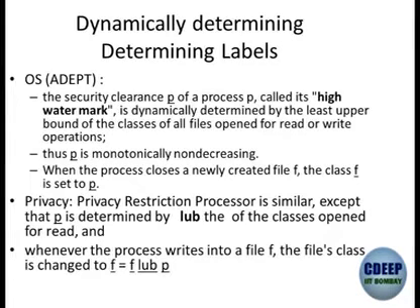So now what is the notion of privacy here? A privacy restriction processor is similar, except that the level of P is determined by the lub of all the classes opened for read only. That means all the data that is going to be read by others has to be restricted. And so whenever the process writes into a file F, the file's class is going to be changed from F to F lub P. So in a sense, what is privacy? You have to consider only those classes which are open for read. While reading, you are only going to give the information to others if that is possible, otherwise you are not going to give it. For example, on Facebook, it may say there is private data that cannot be given. Once you mark it as private, this cannot flow into other processes or variables, etc.